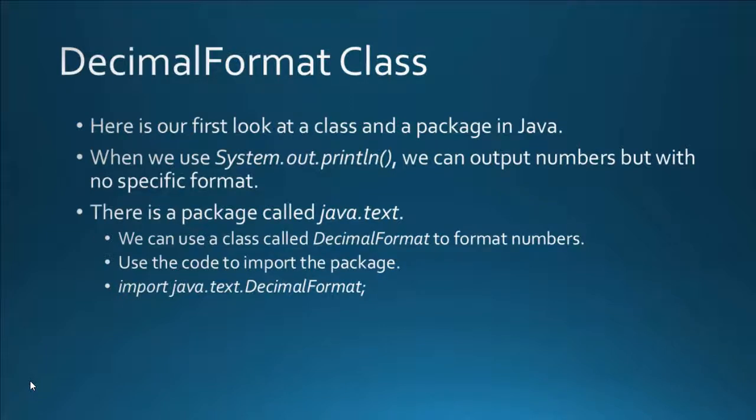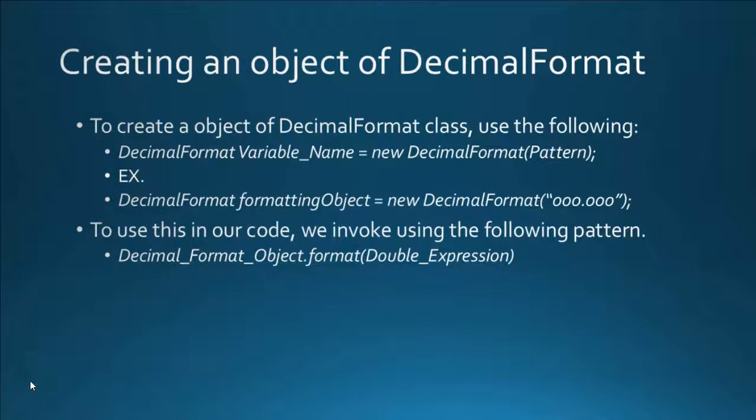When we use System.out.println, we can output numbers, but they tend to have no specific format. However, there is a package called java.text, and we can use a class called DecimalFormat to format those numbers. We can then use that code to import the package, and that code is import java.text.DecimalFormat. If I want to create an object of DecimalFormat, we're going to do the following: DecimalFormat, variable name, equals new DecimalFormat(pattern).